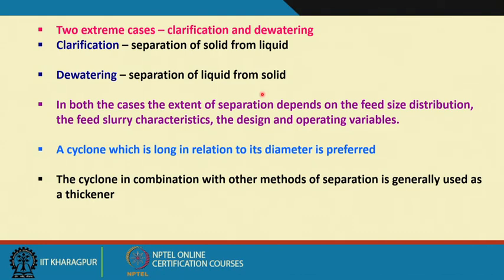Why do we use these two terminologies? Because when we know that this cyclone is used for clarification, we know what job it has to do. When we know it is dewatering, we know what job it has to do. That is why we give the two different terminologies.